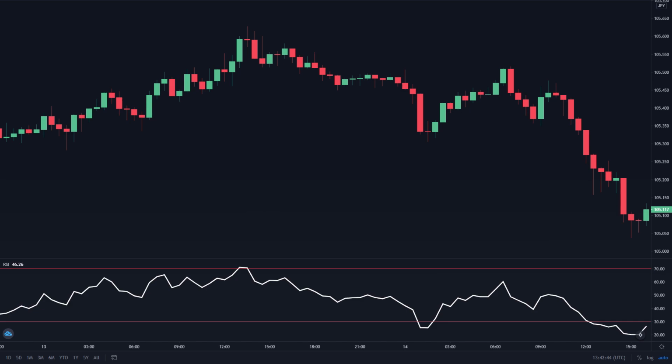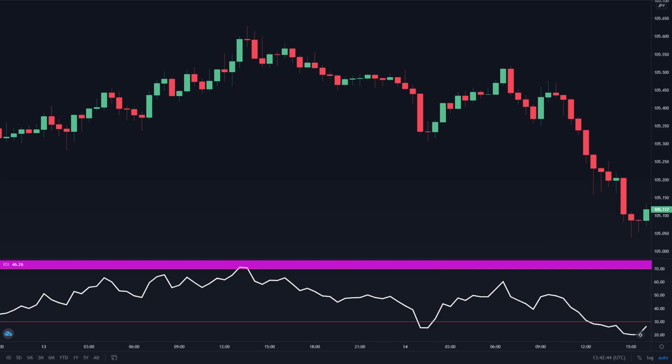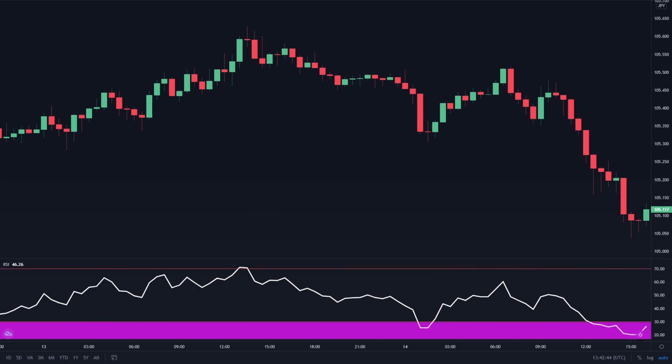So, if you open the RSI indicator, it displays a single line and 2 points, the 70 and the 30 point. If the RSI is above the 70 point, meaning the market is considered overbought, and if the RSI is below the 30 point, meaning the market is considered oversold.